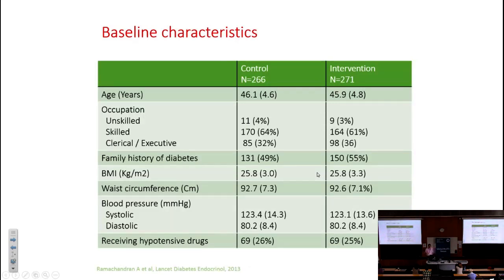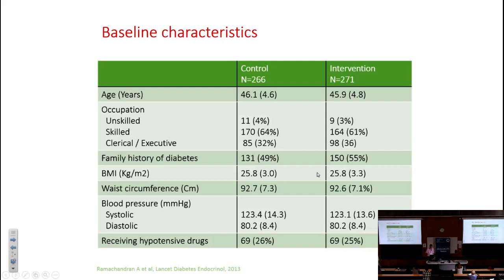This is the population, so as I said, it's an all-male population around the age of 46. Most of them were skilled, and as you might expect in a South Asian population, there was a high prevalence of family history of diabetes. But as Shivani has said, these were not particularly obese people, BMI of 25.8. That is slightly above the normal range for South Asian population, but is not as high as it would be if we did the same study in the UK, which we are doing at the moment.